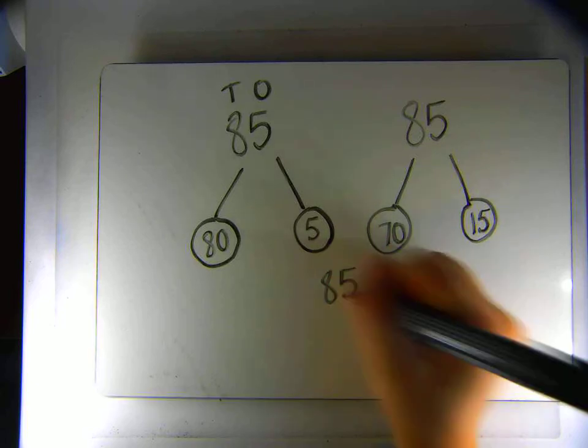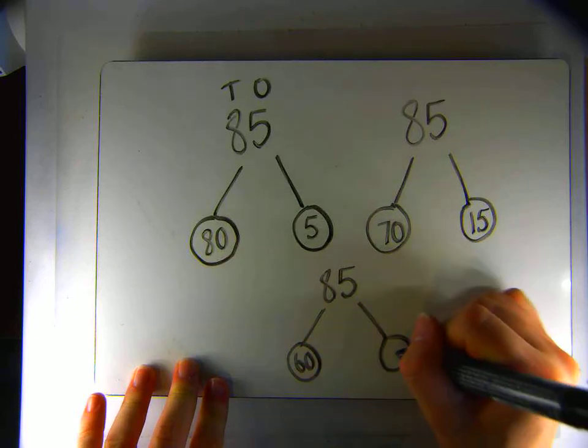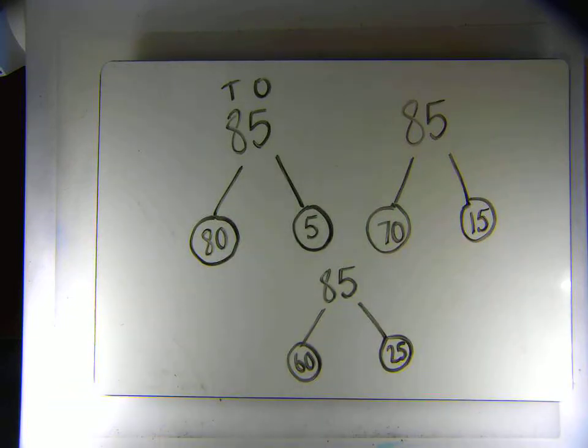I could then find another way, and I could put 60 in here, 25 in here. So there are lots and lots of possibilities for most numbers.